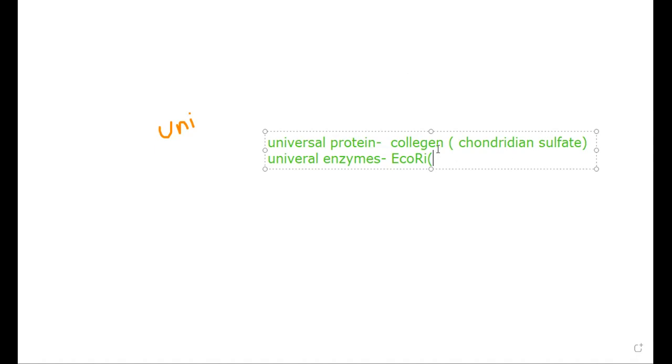Okay, universal protein collagen. The collagen is made up of chondroitin sulfate. The chemical name of the collagen is chondroitin. Mostly they are used in the connective tissues. Connective tissues means what? You know, there is a bone. Just imagine, this is considered as a bone structure like this.